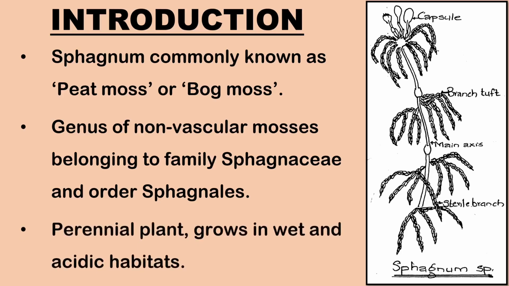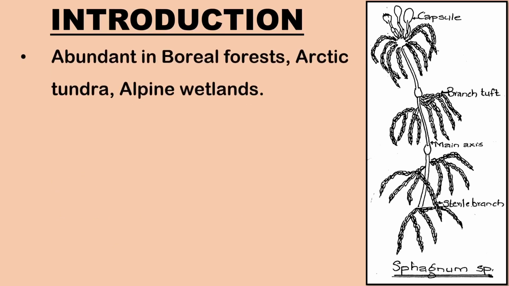It is a perennial plant that grows in wet and acidic habitats such as ponds and wet rocky slopes. They are abundant in boreal forest and in alpine wetlands. Example, Sphagnum ovatum and Sphagnum robustum.